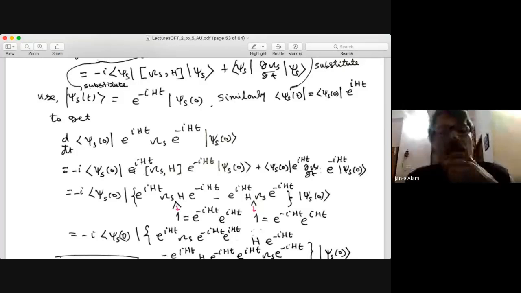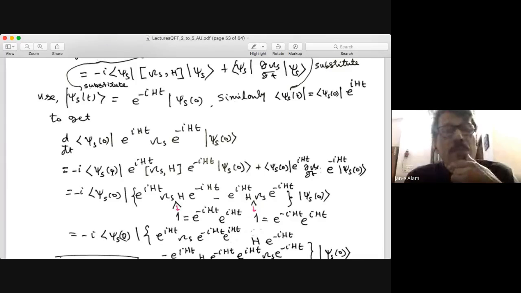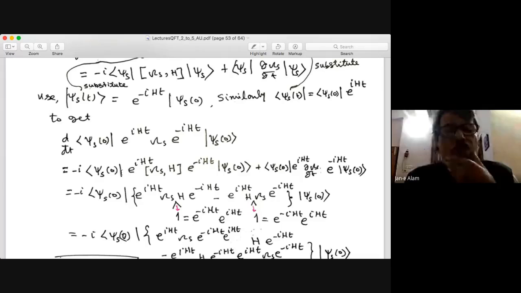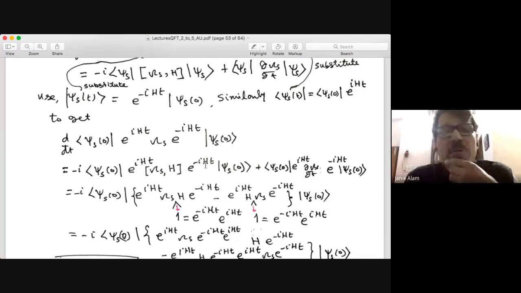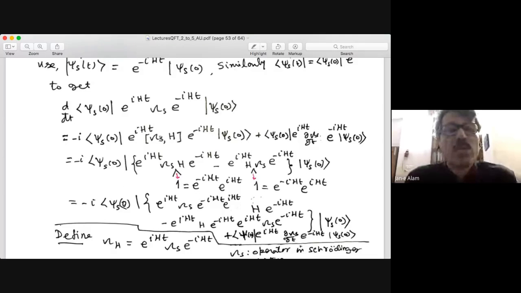What I did here, I have again taken away the time dependence from that psi. From here also, where d omega s dt appears, I have again taken away the time dependence from this particular quantity, so I got this. Now this commutator will be e to the i h t omega s into h, right?